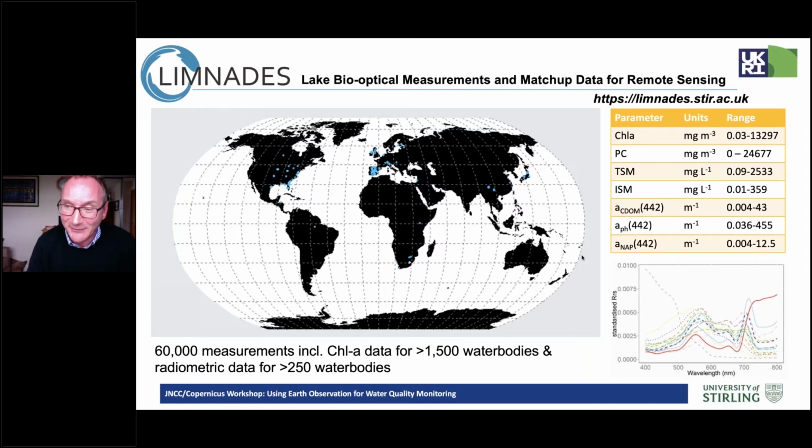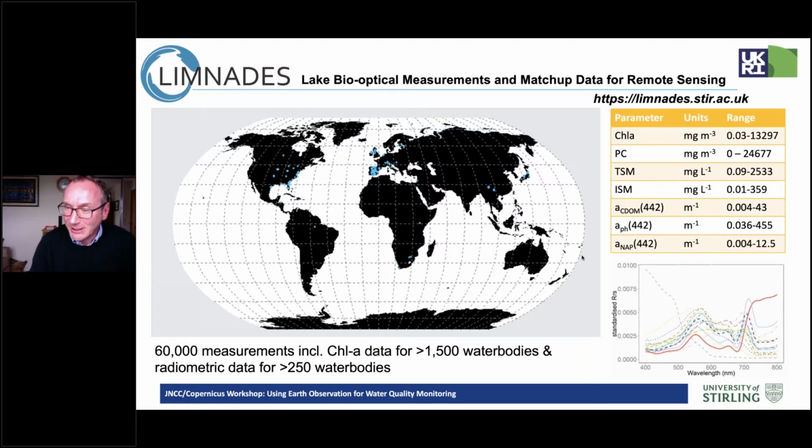And we finally delivered that through a database which we call LimNADES, which I really do encourage everyone to look at. And if you have data to share, we are still very keen to have data and to share it also with the wider community to help push this technology forward.